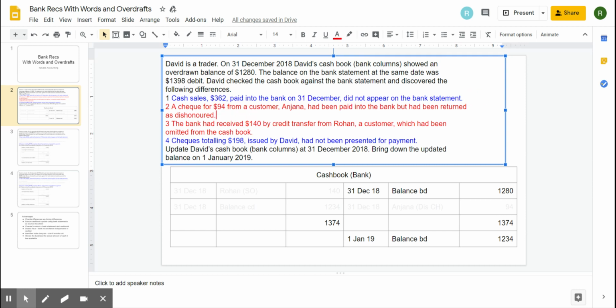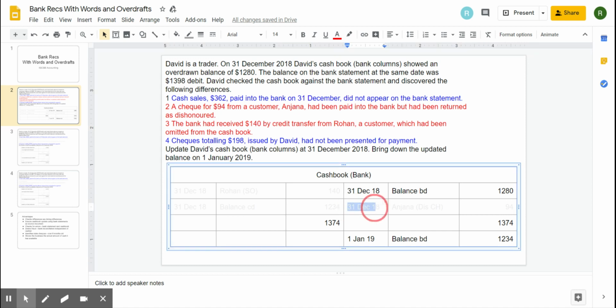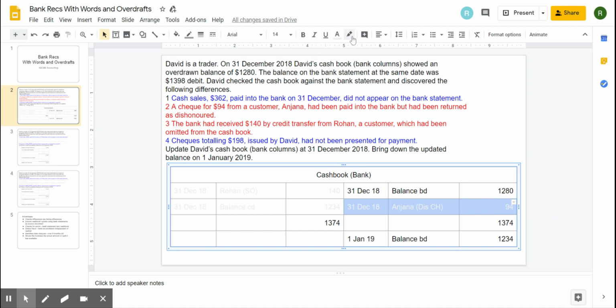Okay, a check from a customer, Anjana, had been paid into the bank but returned as dishonoured. So for dishonoured checks, the first the business will probably know about it is when they receive the bank statement. That will be the source document, and therefore that one will not have been updated in the cash book. And that's going to need to be a credit entry in the cash book. And the reason why it's a credit entry in the cash book is because when it got paid into the bank, we would have put a debit entry in the cash book because we thought we got money in the bank, but we didn't. So it's, if you like, cancelling off when we paid money into the bank.